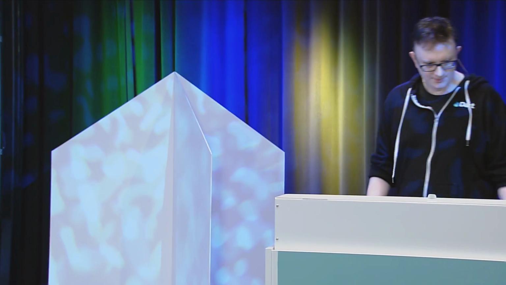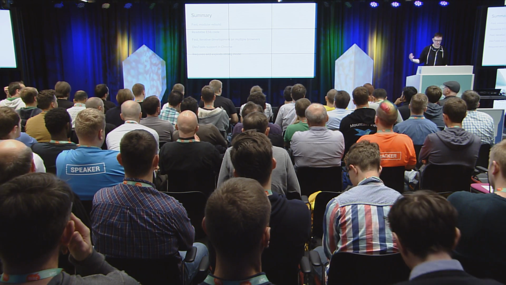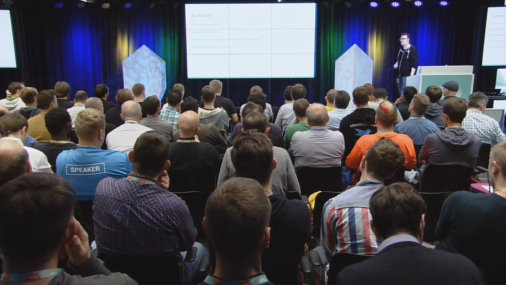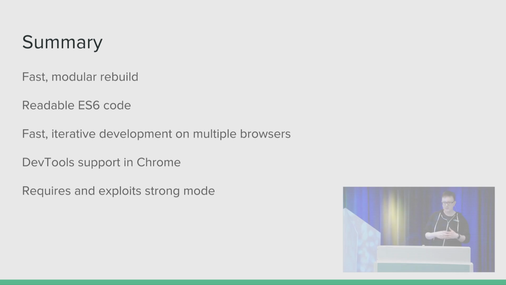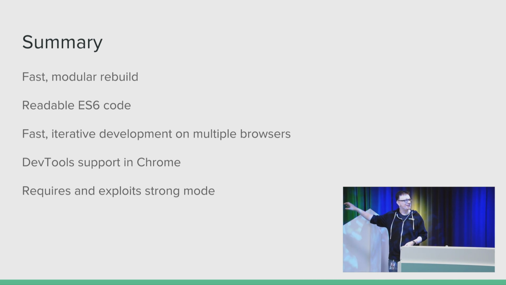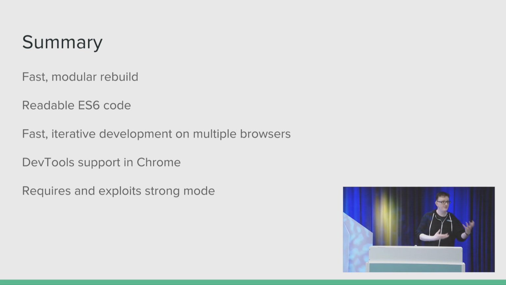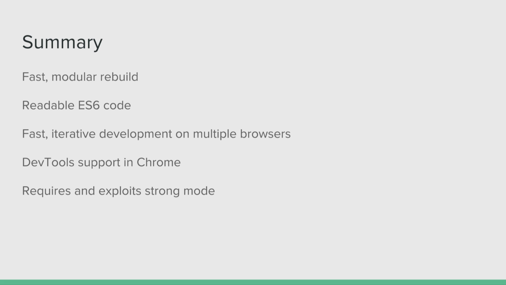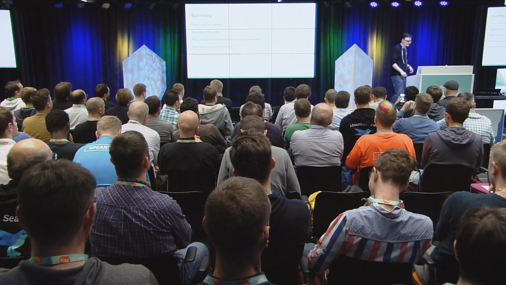So to summarize, what do you get from DDC? You get a fast modular rebuild. You get readable ES6 code. You get nice iterative development on multiple browsers. And we've done a lot of extra work on Chrome DevTools support with Chrome. Jacob promised that if I left him extra time, he'll actually do a demo that will show even cooler things than I was able to get into. As Leaf talked about soundness and strong mode, DDC works very nicely with strong mode. It requires strong mode, but it exploits it quite nicely.